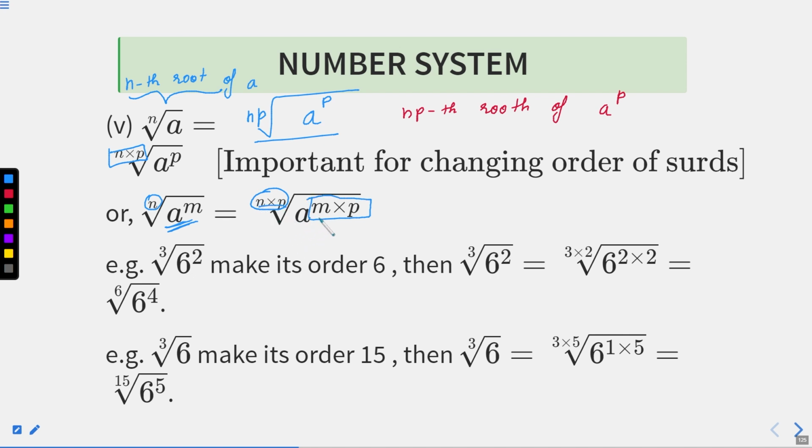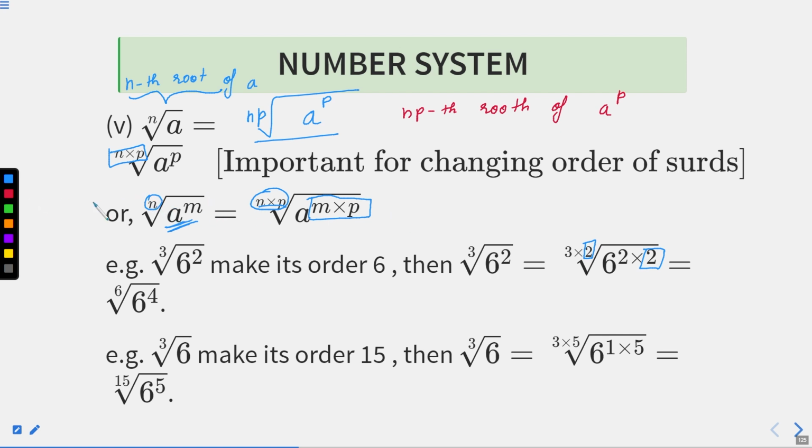nth root of a^m to the power p. Let's take an example to understand it better. Here it is given the cube root of 6 raised to the power 2, which I can rewrite like this: if I am multiplying the order by 2, then I have to multiply the power inside by 2 also. So it is quite simple.